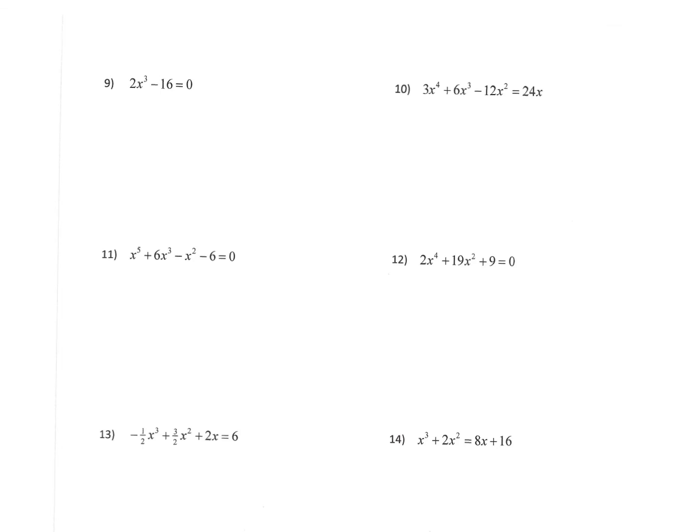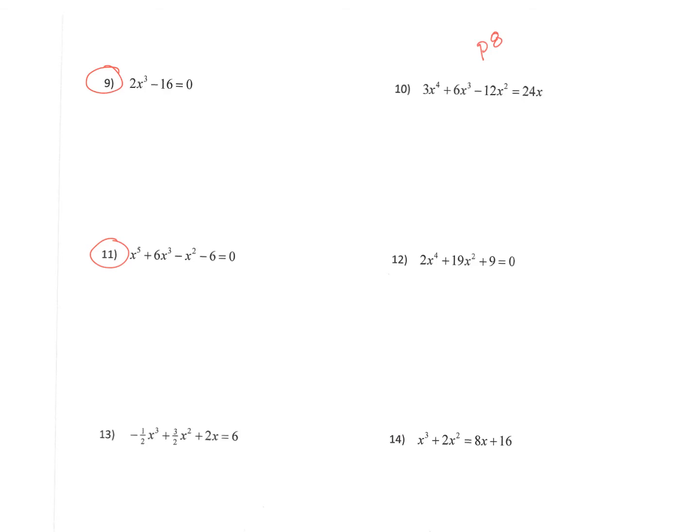Hi Math 2 Enhanced. This is page 8 of our packet, and I'm going to be looking at the three problems that include the sum or difference of two cubes. Namely number 9, number 11, and then further down number 15. So let's take a look at number 9.